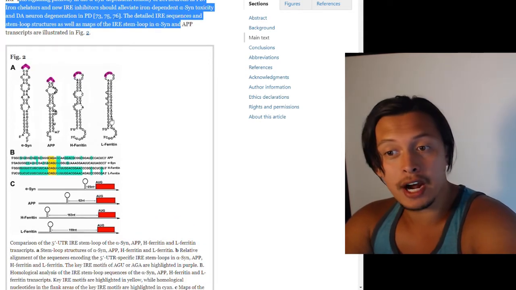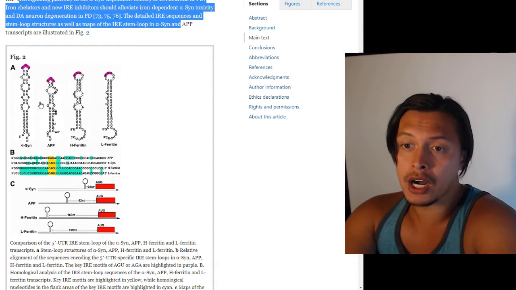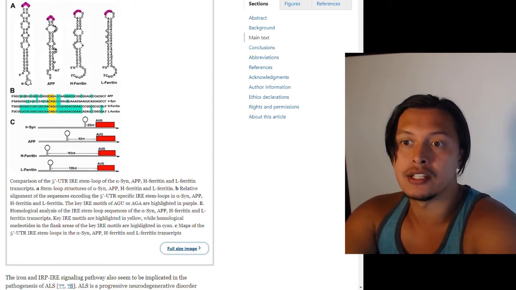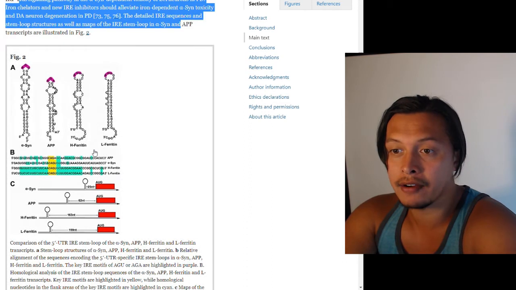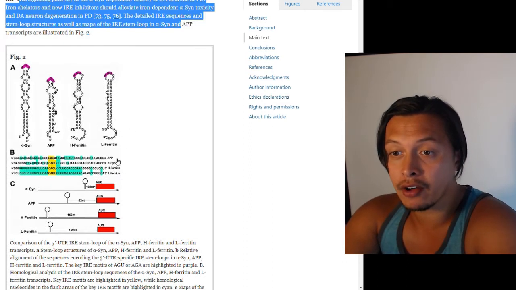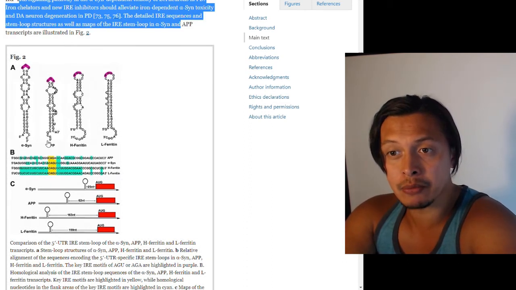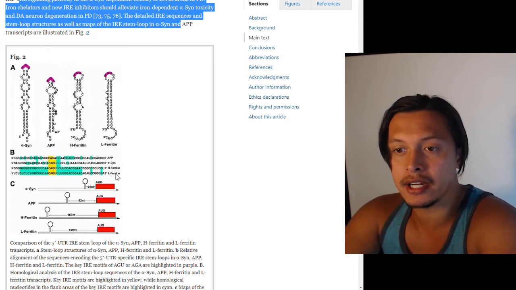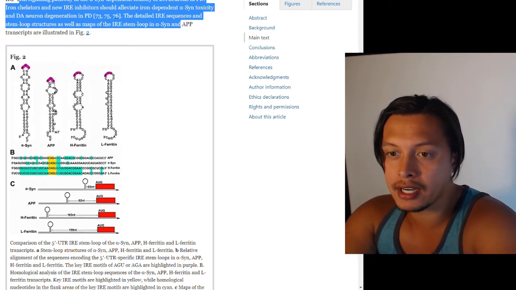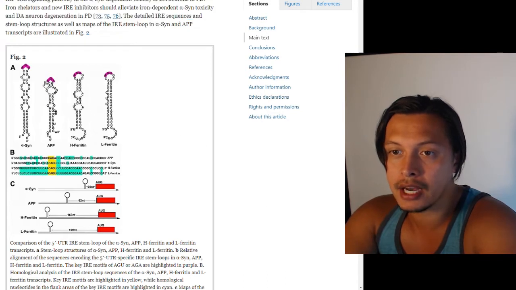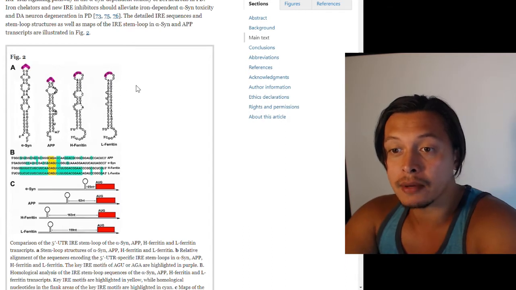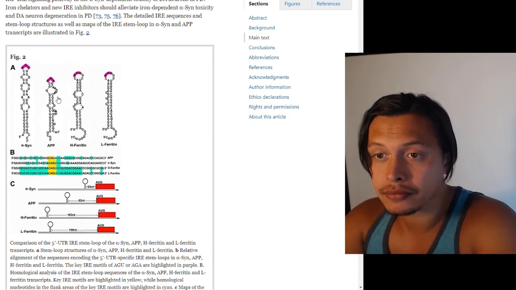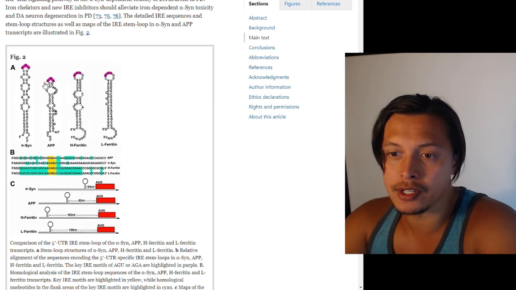So here are examples of the iron responsive elements of different mRNAs encoding different proteins. Here we have the H-ferritin, and here we have the L-ferritin. Here we have amyloid precursor protein, and here we have alpha-synuclein. And frequently we have this CAGU, CAGU, CAGU, CAGU. We frequently have this appear. Oh, and this one's CAGA. So this one's a little unique.